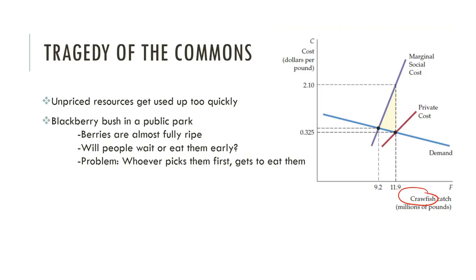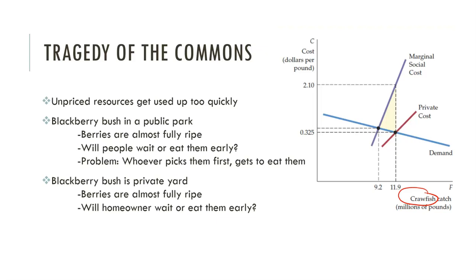So whenever we have something that's out in the open, we have land for grazing animals, we have fish in the ocean, we have fruit in public places, whoever takes it, whoever uses it gets to have it. But if it was a blackberry bush in a private yard, let's say it's in my backyard instead, and the berries are almost fully ripe, well, now I'm definitely going to wait till tomorrow, right? I want to leave them on the bush as long as possible because I want to get the absolute best berries. And if I leave them until tomorrow, they're still going to be there waiting for me. Someone else isn't typically going to come into my backyard and pick all the berries. So the homeowner is not going to eat them early. They're going to wait, and they're going to get that optimal level of berries.